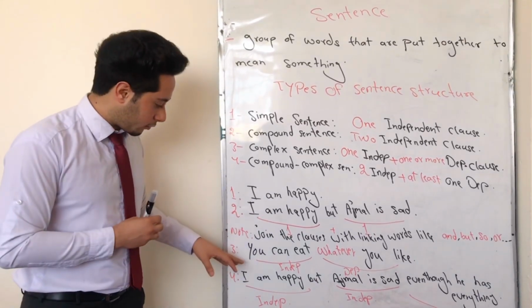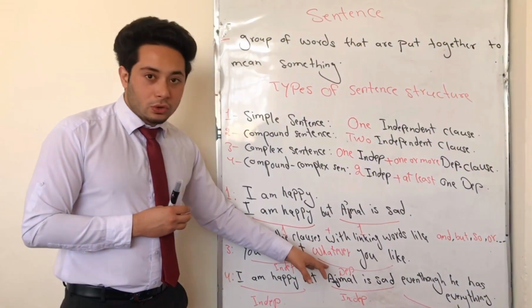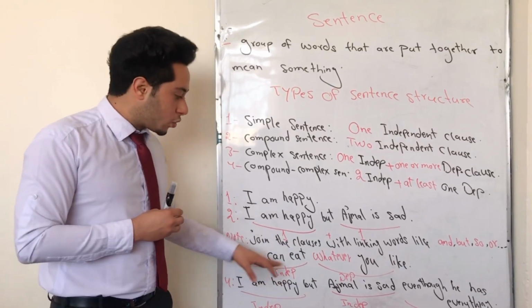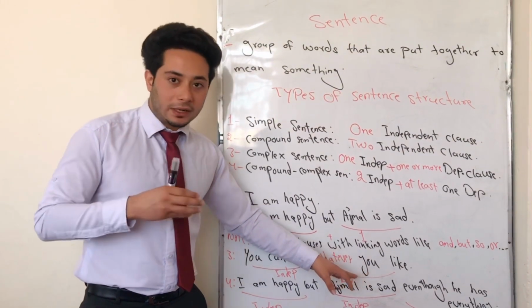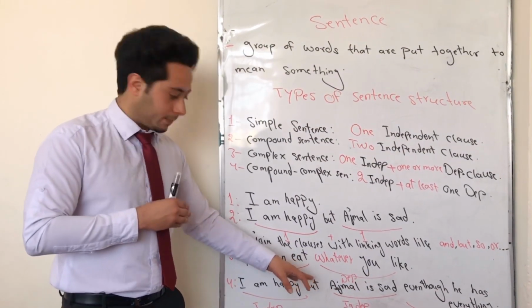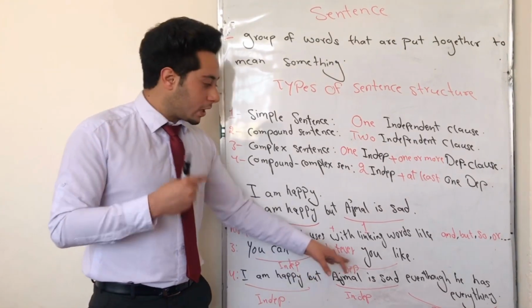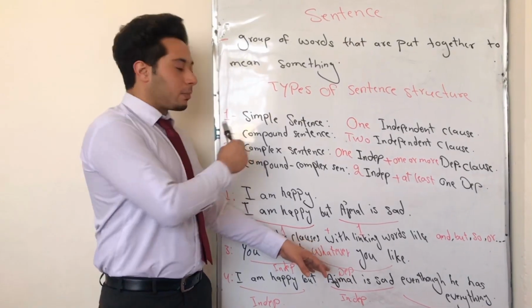Let's have an example. For example, you can eat whatever you like. In this sentence, we use whatever to join these two clauses with each other. You can eat whatever you like. Whatever you like is a dependent clause because it is dependent on the first clause which precedes it. The independent clause is you can eat. You can eat, one independent clause; whatever you like, one dependent clause. You can eat whatever you like. It is a complex sentence.